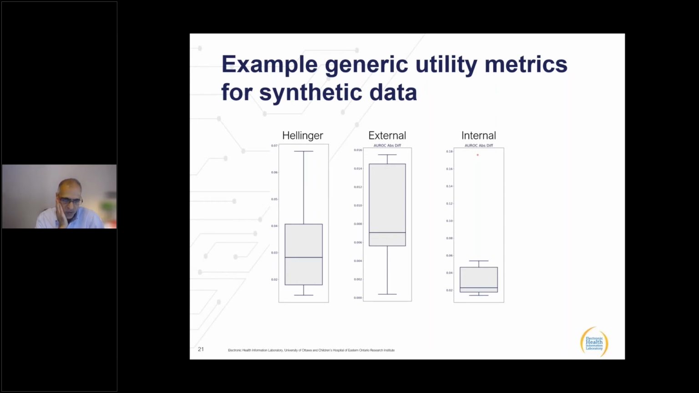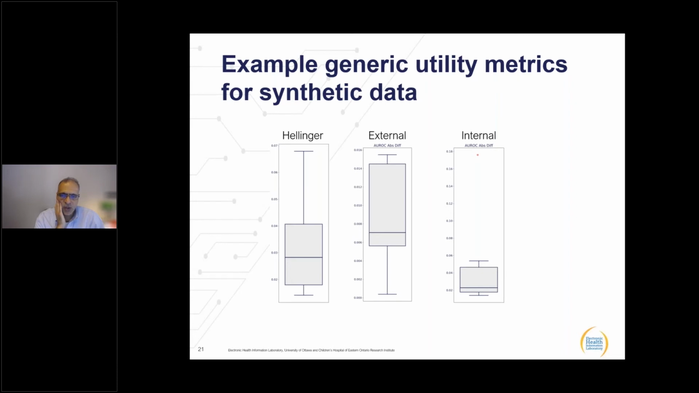One way is to compare the distance between the marginal distributions of the real and synthetic data sets using a Hellinger distance, which is one way to compare these distributions. The nice thing about Hellinger is that it varies between 0 and 1, so it's easy to interpret. And so you do that for all your variables and you plot it on a box and whisker plot. The example on the left-hand side shows you a 3% median distance between real and synthetic distributions.